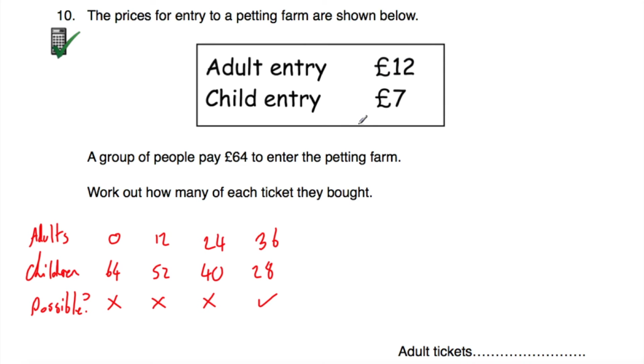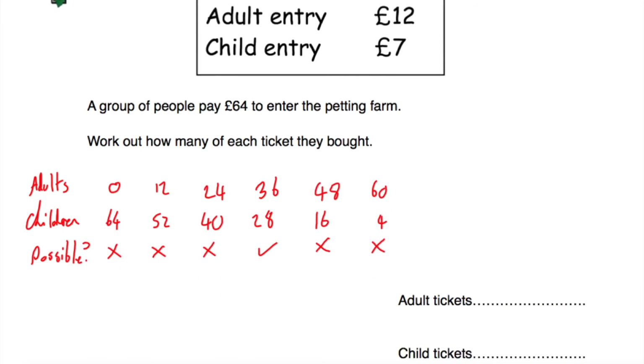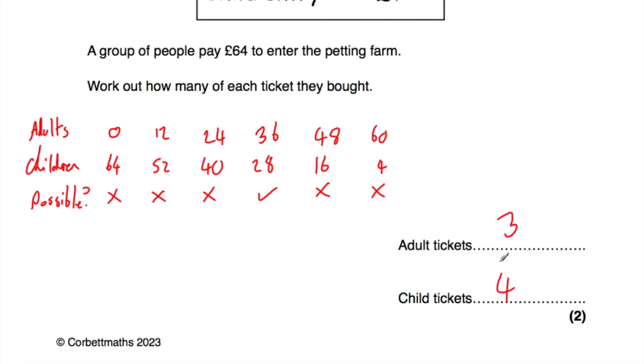Okay, next, well, if there's 4 adults, 4 times 12 is equal to 48, and then total cost is £64, 64 take away 48 is equal to 16, and 16, well, 7, 14, 21, that's not in the 7 times tables. Another adult ticket, well, that'll be 5 times 12 is £60, that'll leave £4 for the children, that's not possible either. So there's only one possible option, that's 3 adult tickets, 3 times 12 is 36, and 4 child tickets, because 4 times 7 is 28, so that is 3 adults and 4 child tickets, and that's it.